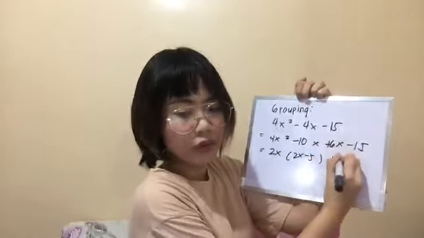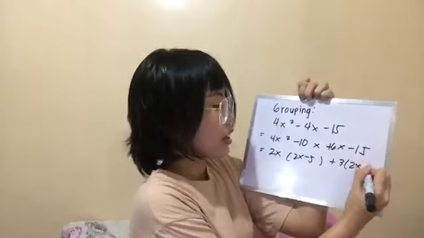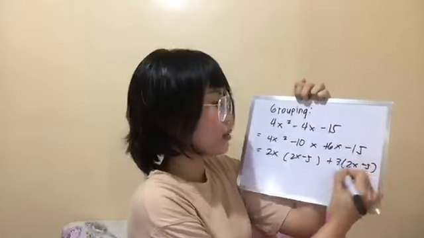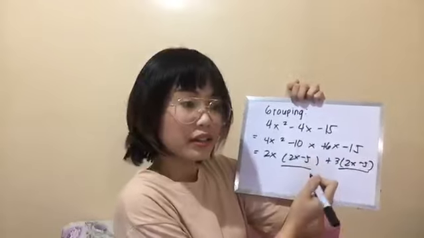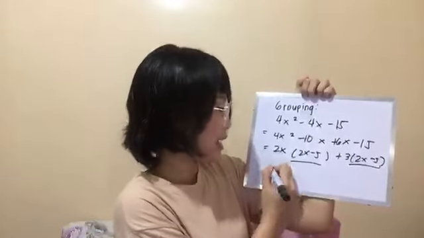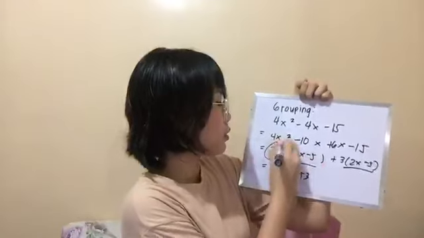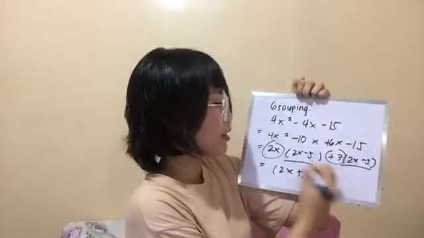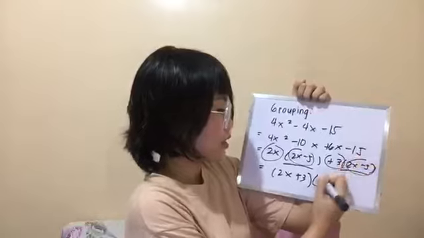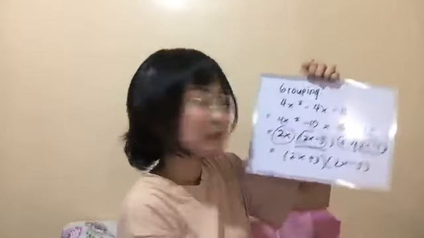Okay, so you would be left with like terms. This one and this one. And then you will be getting 2x plus 3. So you factor this one out and then this 2 out. 2x minus 5.